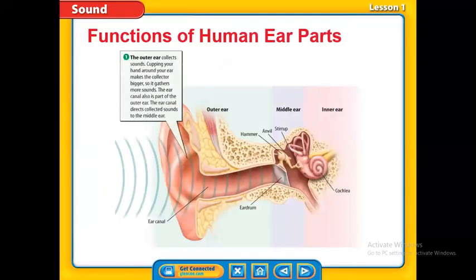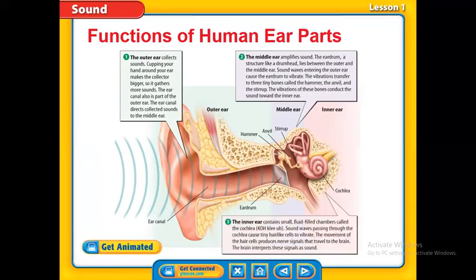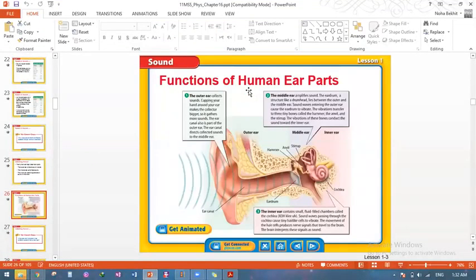Detecting sound in the human ear has three main parts. We will learn about this inshallah in the next session: the different parts of the ear, the outer ear, the middle ear, and the inner ear.